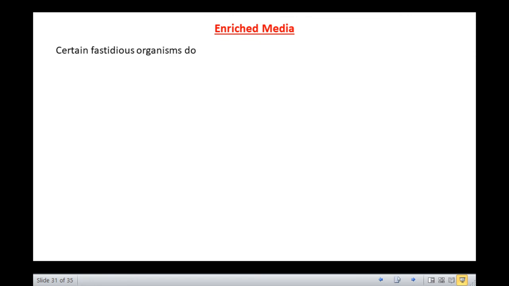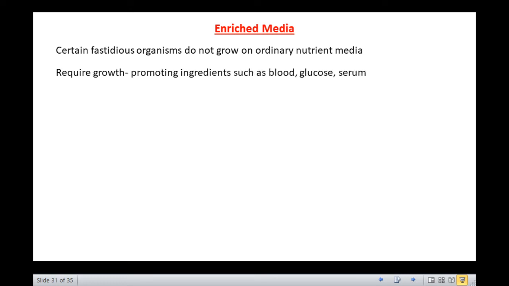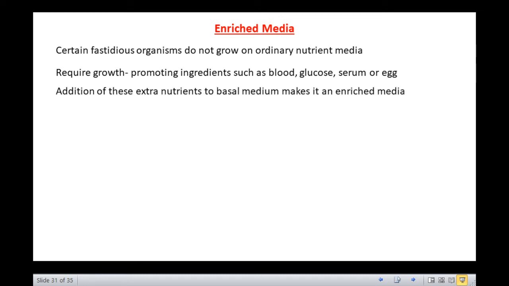Certain fastidious organisms like Haemophilus influenzae, Actinobacillus, Bordetella pertussis, Brucella melitensis, Campylobacter fetus and Helicobacter pylori do not grow on ordinary nutrient medium. They require growth promoting ingredients such as blood, glucose, serum or egg. Addition of these extra nutrients to basal medium makes it an enriched media. Let us study a few examples of enriched media.